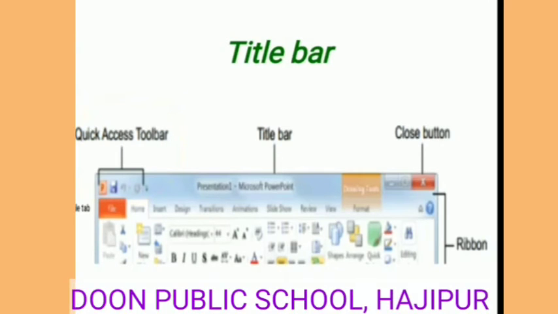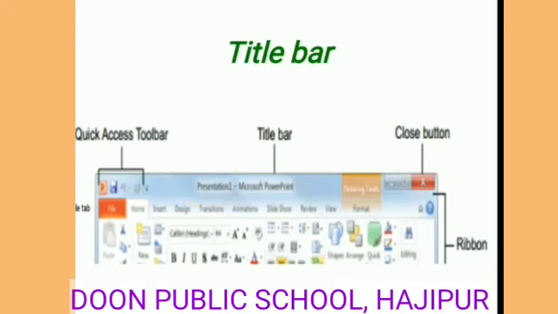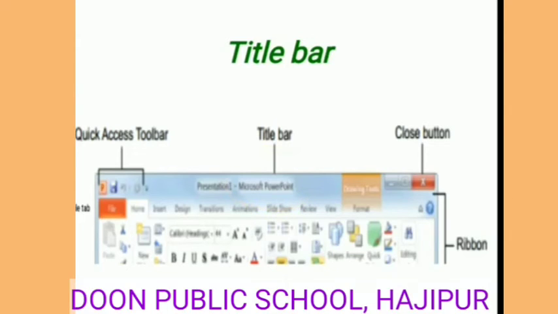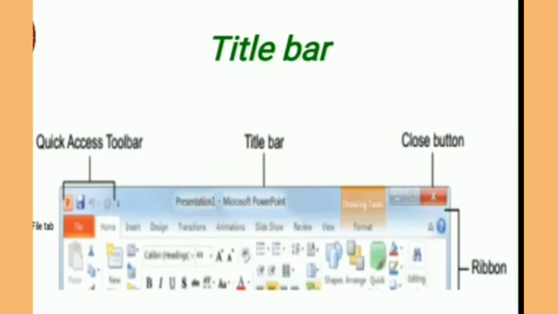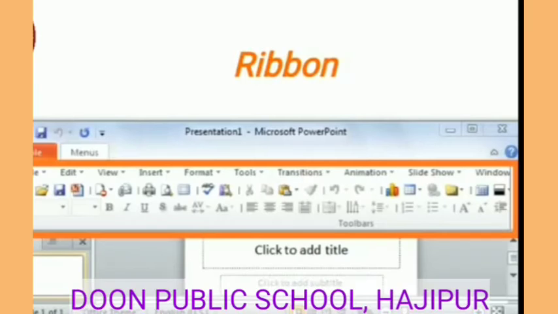And here in the title bar, the first part is the name of the file, and the next part which is written is the name of the program in which we are making our presentation. Understood everyone? Now our next part of this window is the ribbon.